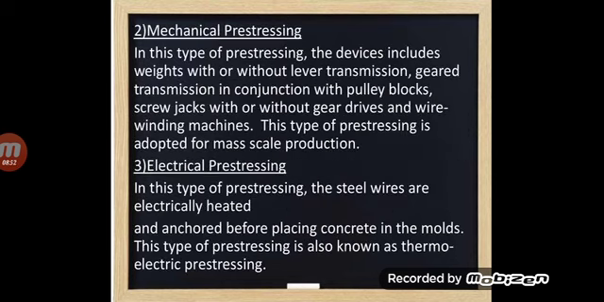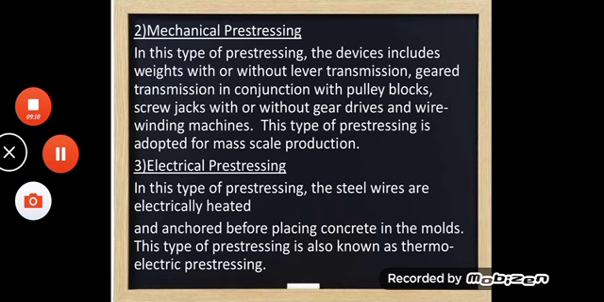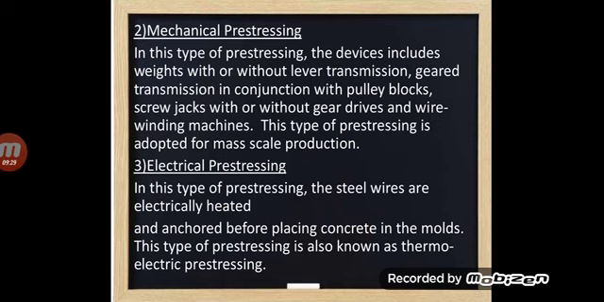Next one, mechanical pre-stressing. In this type of pre-stressing, the device includes weights with or without lever transmission, gear transmission in conjunction with pulley blocks, screw jacks with or without gear drives, and wire winding machines. This type of pre-stressing is adopted for mass scale production. Next one is electrical pre-stressing. In this type, the steel wires are electrically heated and anchored before placing concrete in the molds. This type of pre-stressing is also known as thermoelectric pre-stressing.